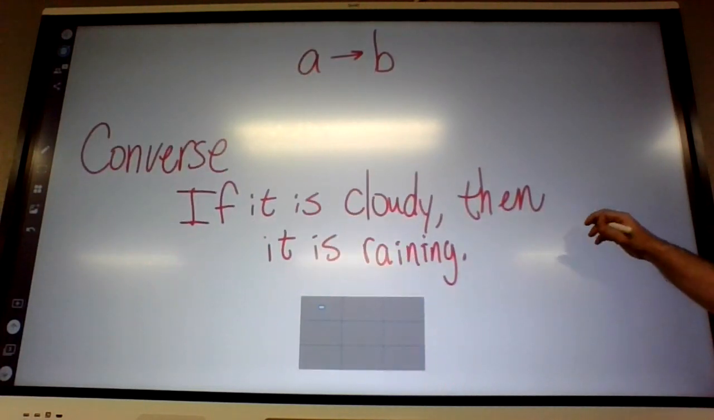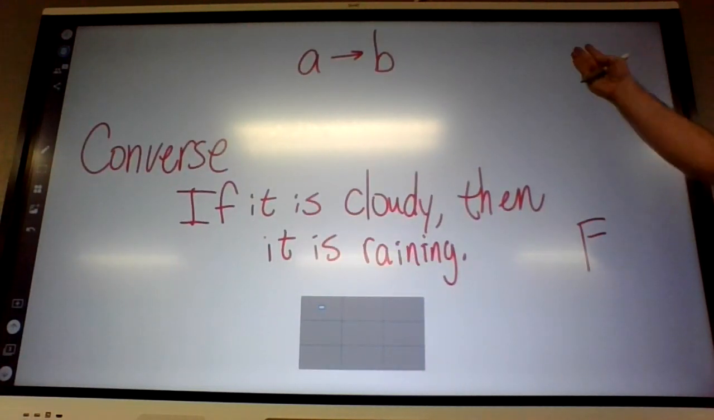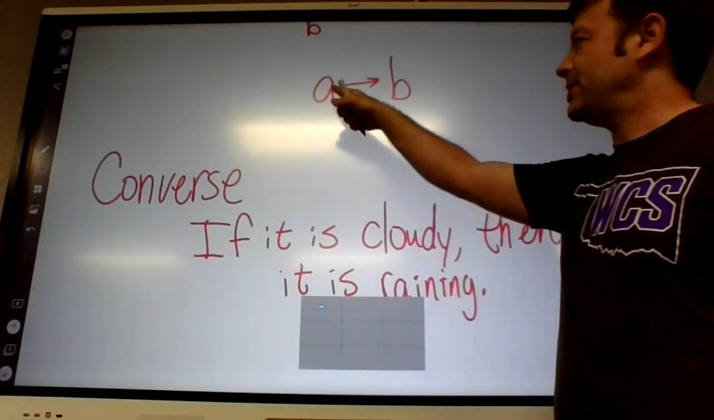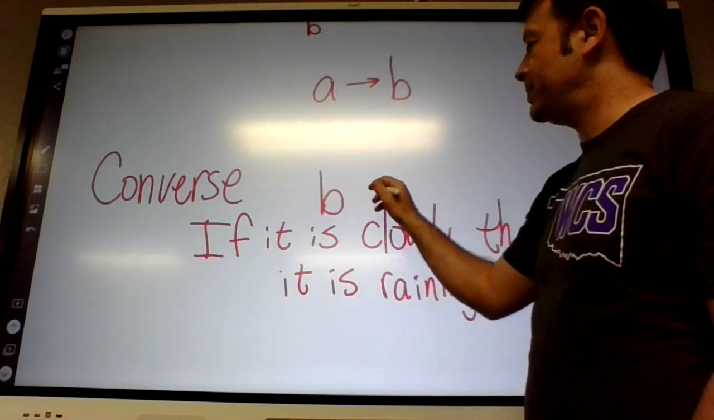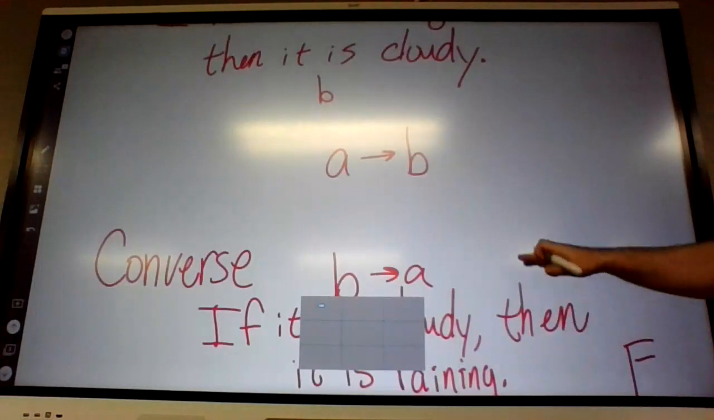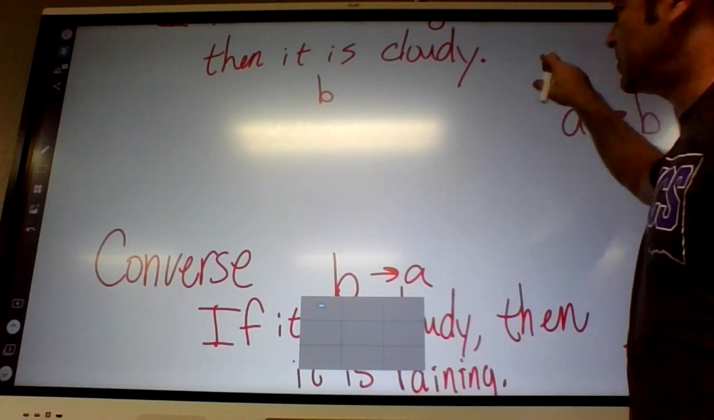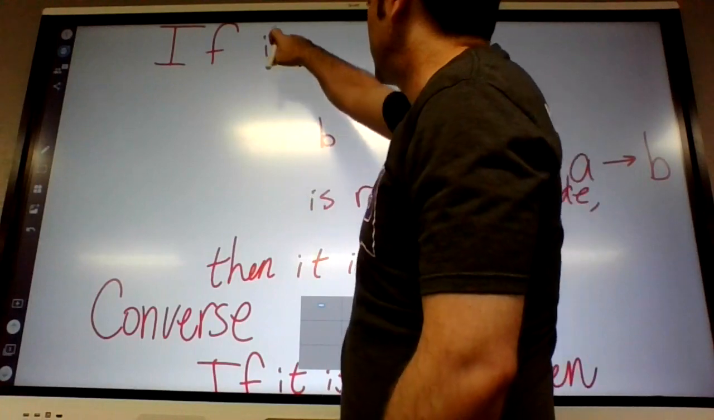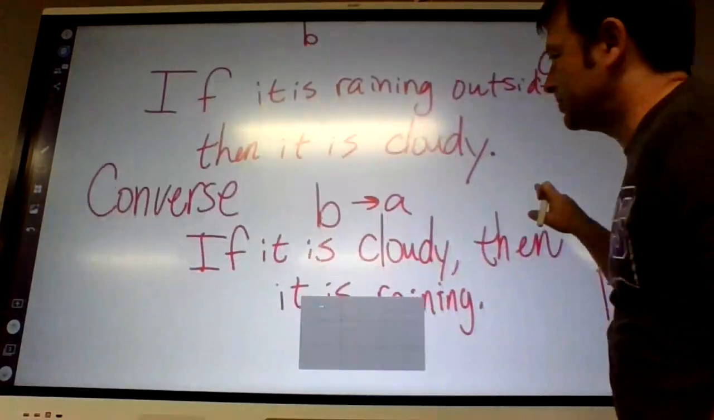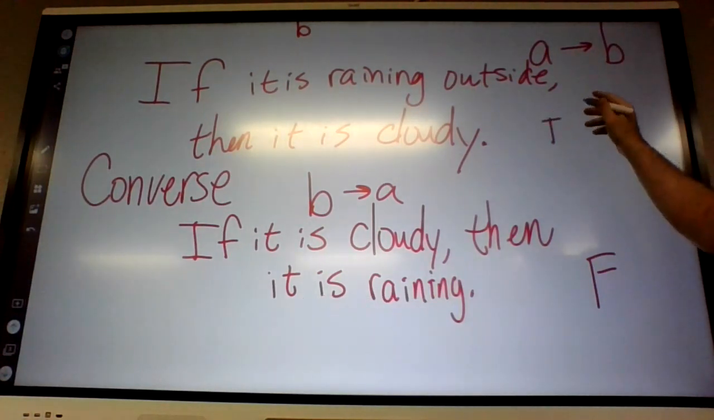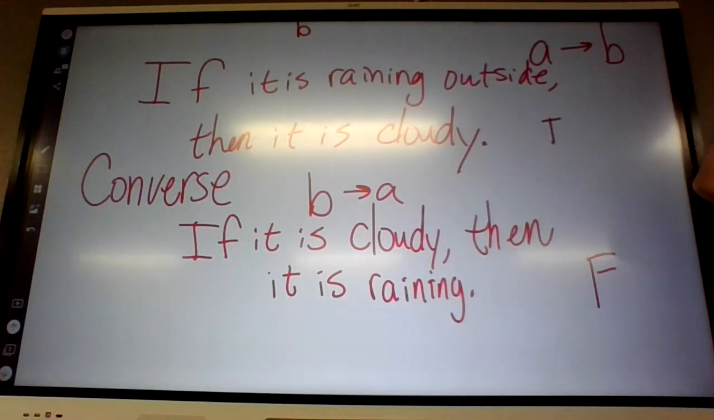False. So just because the original statement is true, that doesn't mean the converse is true. Did you guys see what I did for the converse? It's basically if A then B turns into if B then A, right? Just switches the order. But that's saying something totally different than the original. So if it is raining and it's cloudy, that's true, but if it's cloudy and it's raining, that's false. So they're not the same thing.